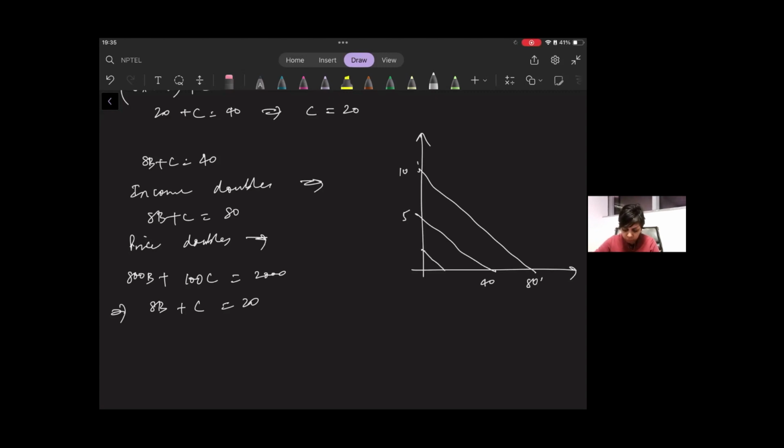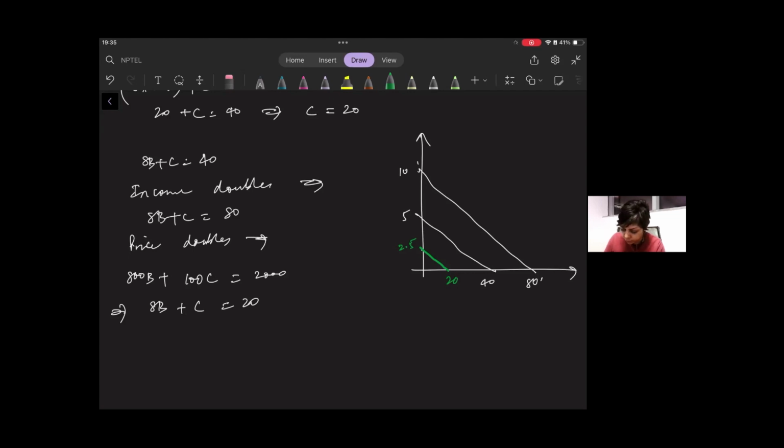Then it is shifting inwards. And what is going to happen? Obviously, you will not be able to buy as much. Just think everything in common sense terms if you feel confused. Prices increasing means you will definitely not be able to buy as much quantity of that good as you were buying before, right? So that is the scenario.